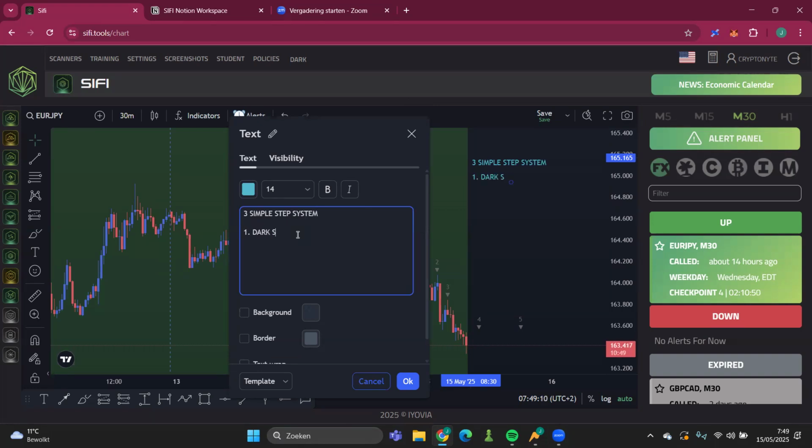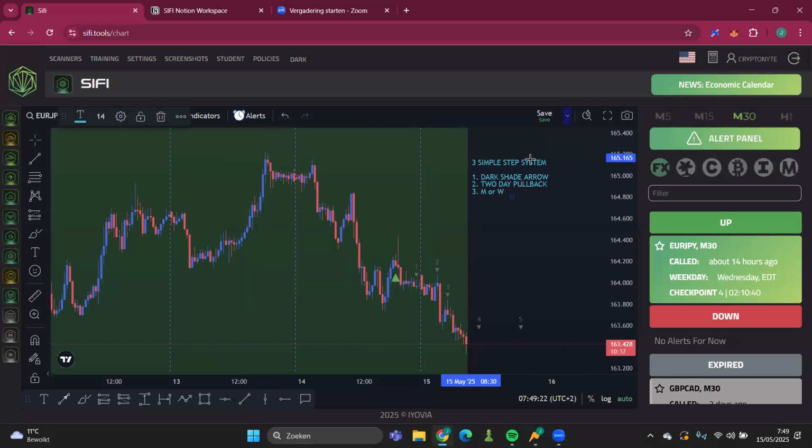The first step is the dark shade arrow. Second step is the 2-day pullback. And the third step is the M or W. The dark shade arrow is the confirmation we get when we get notified. So we get a notification. That's our entry confirmation.